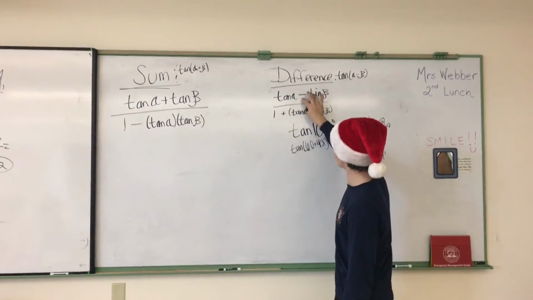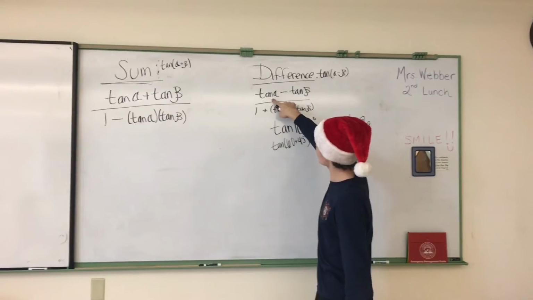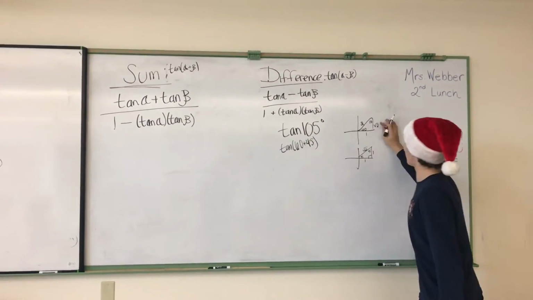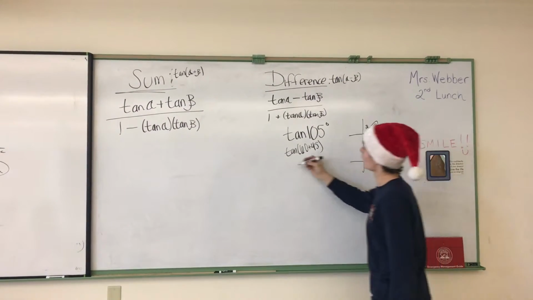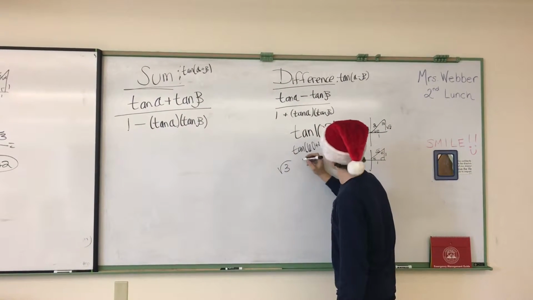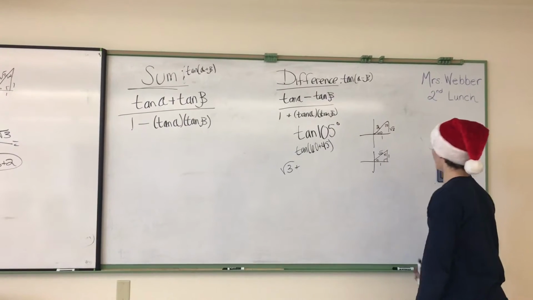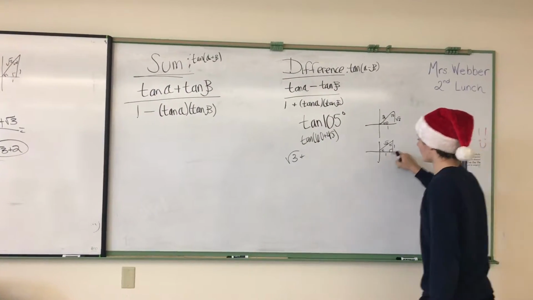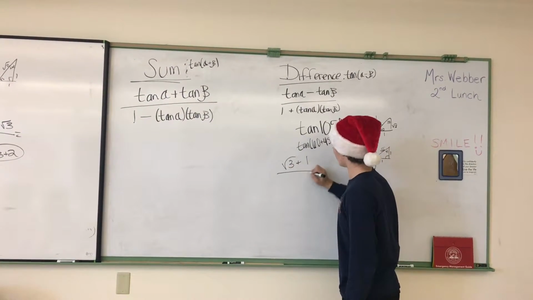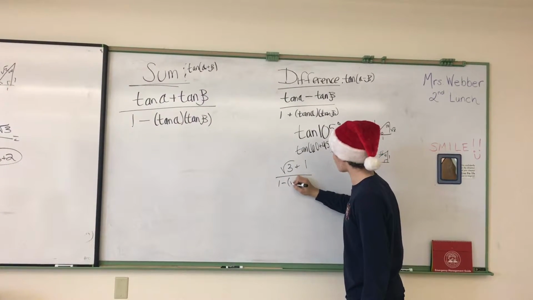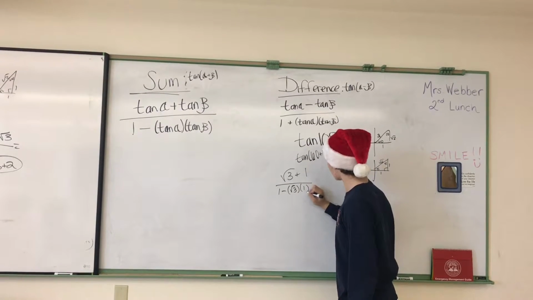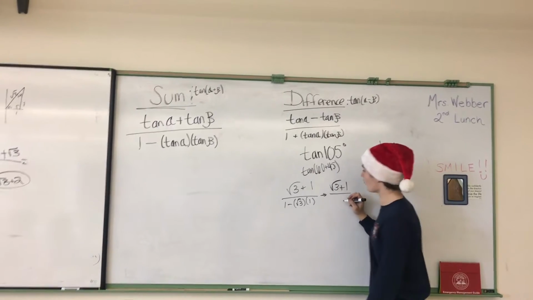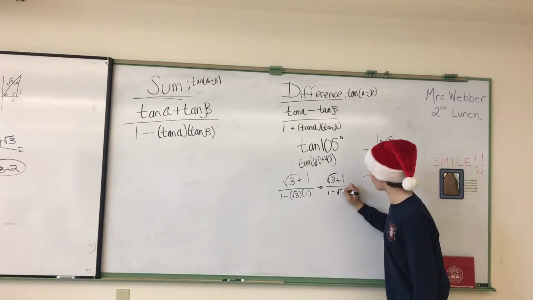So for this, you basically just plug it in here. So the tangent of alpha would be y over x, or root 3 over 1, which is root 3. And then you add it to the tangent of b, which is 1 over 1, which is 1. And then you do 1 minus, and then you just plug these in, and you have root 3 plus 1 over 1 minus root 3.